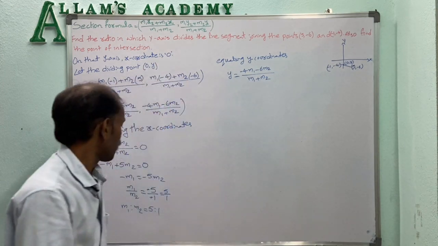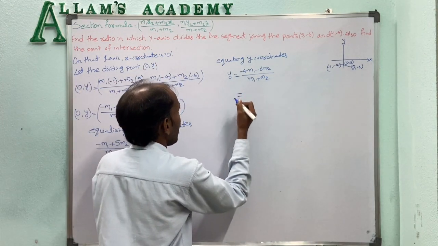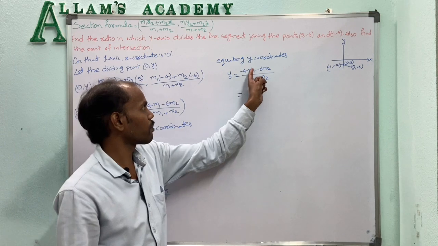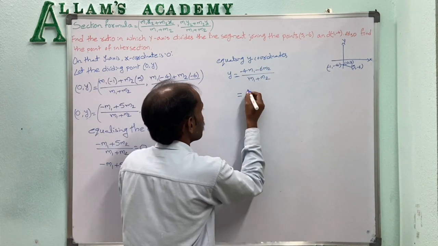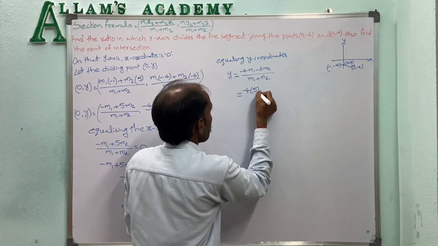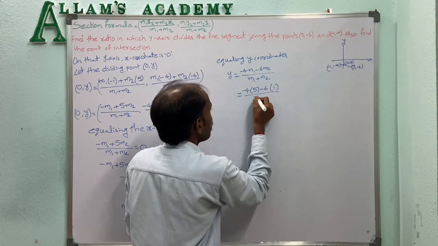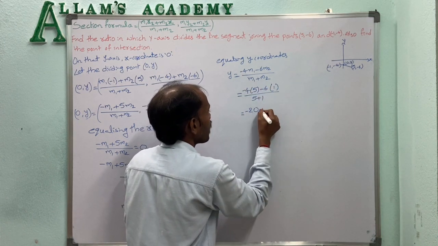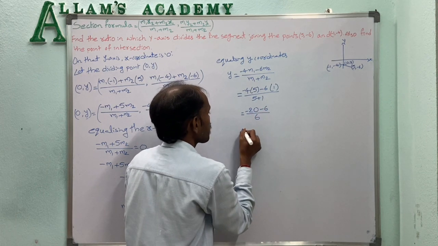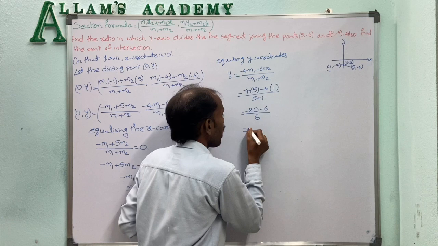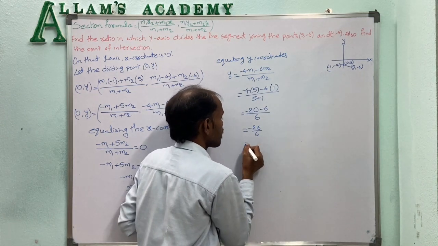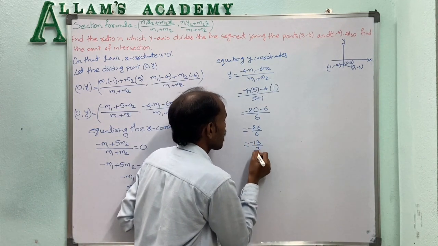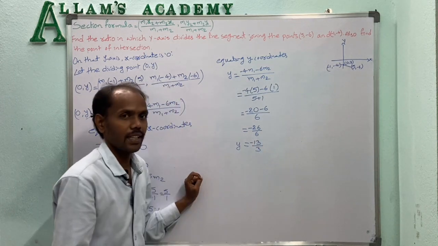So here the y value we want to find, and the ratio m1 to m2 is 5:1. So m1 is 5, m2 is 1, we substitute. So (-4 into 5 - 6 into 1)/(5 + 1). Minus 4 into 5 is minus 20, minus 6 into 1 is minus 6, by 5 plus 1 is 6. Minus 20 minus 6 is minus 26. Minus 26 by 6. Both are in the 2 table, so 2 13s and 2 3s. So the y coordinate is -13/3.